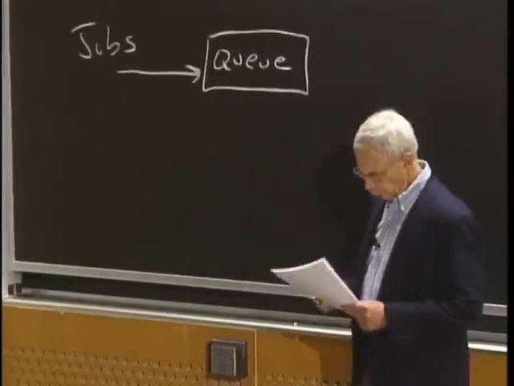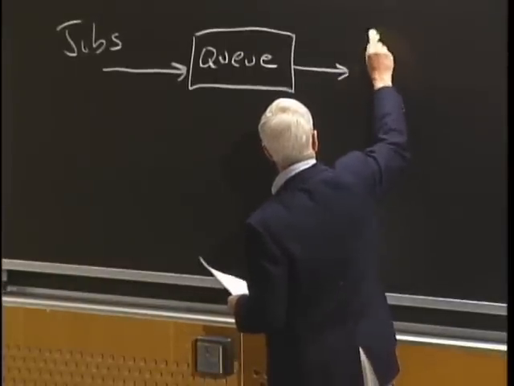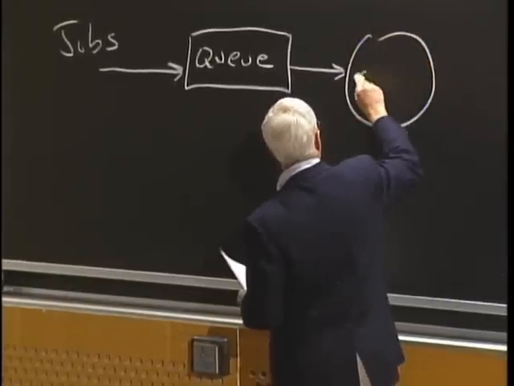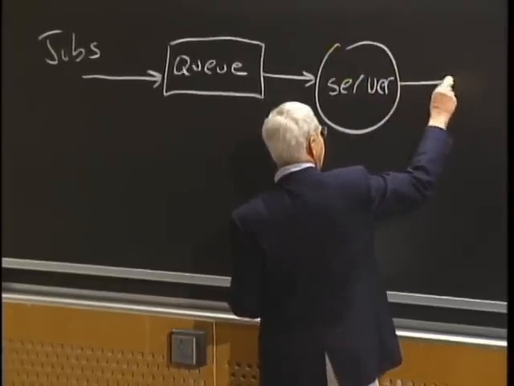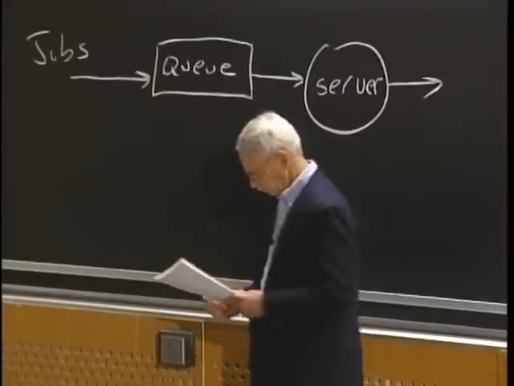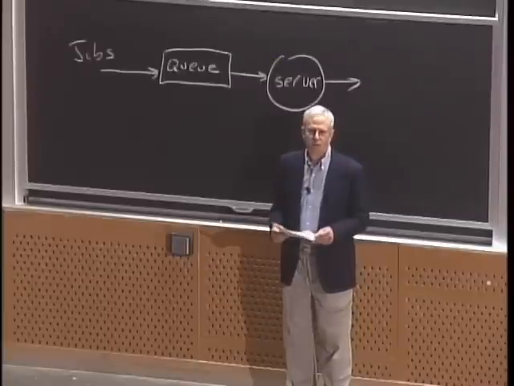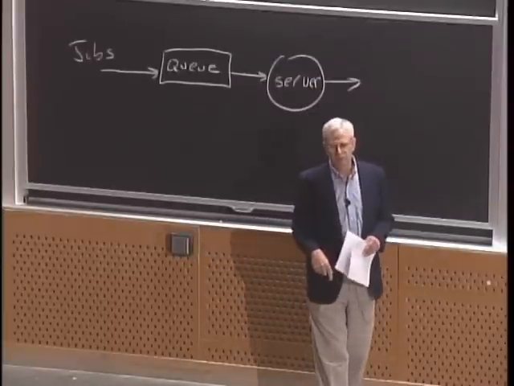They wait around for a while. They leave the queue one at a time and enter a server, and then they depart. All right, so that's what it looks like, and of course it can be much more complicated than this.